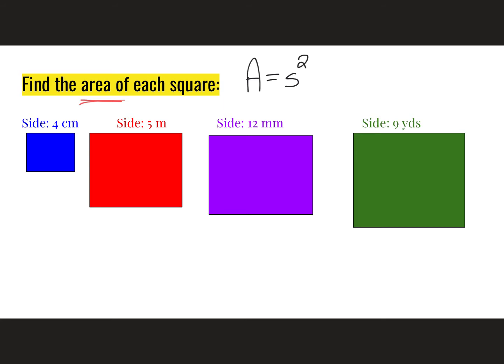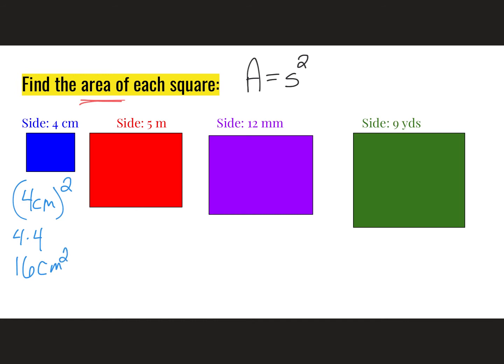So, for this first one, this blue one, my side is 4 centimeters. If I square that, remember, squaring just means times itself. So that is 4 times 4, which gives me 16, and then I also square my units. Centimeters squared.